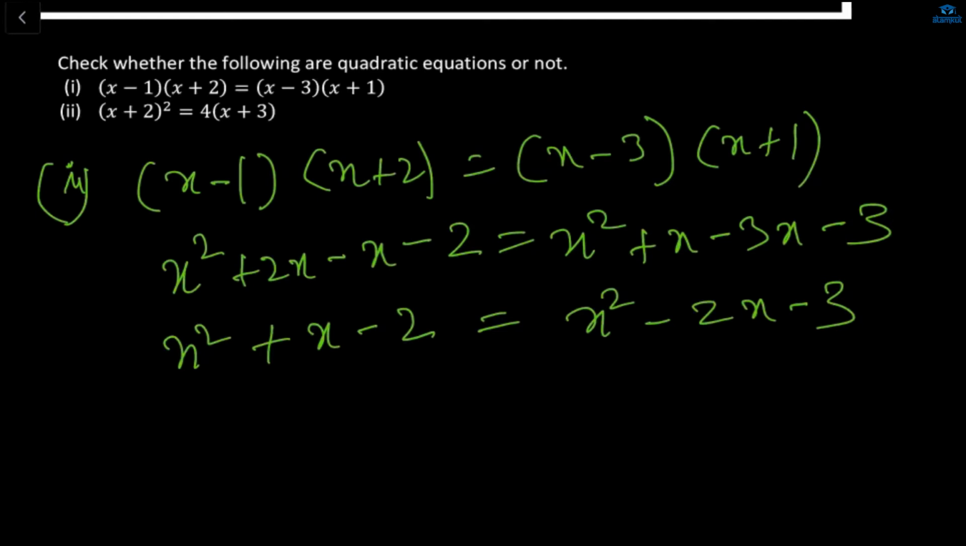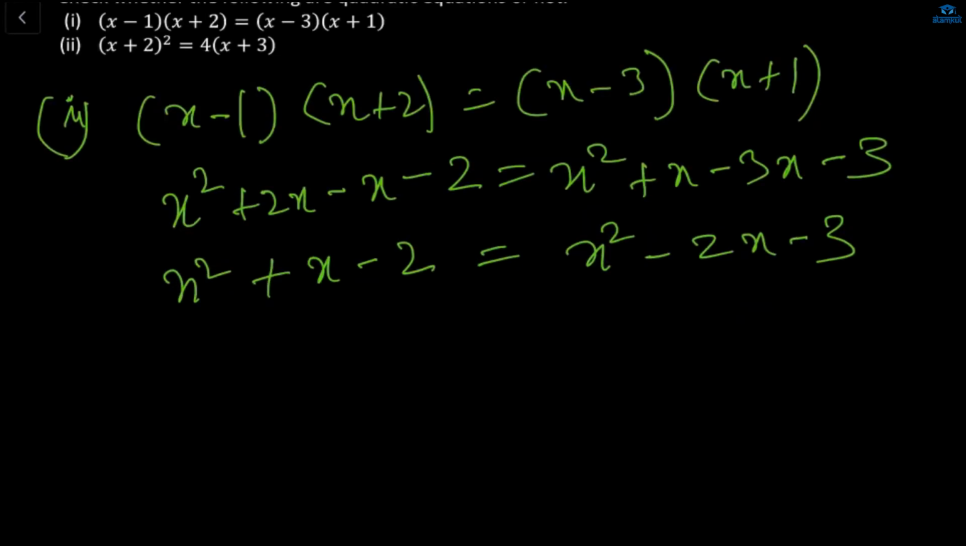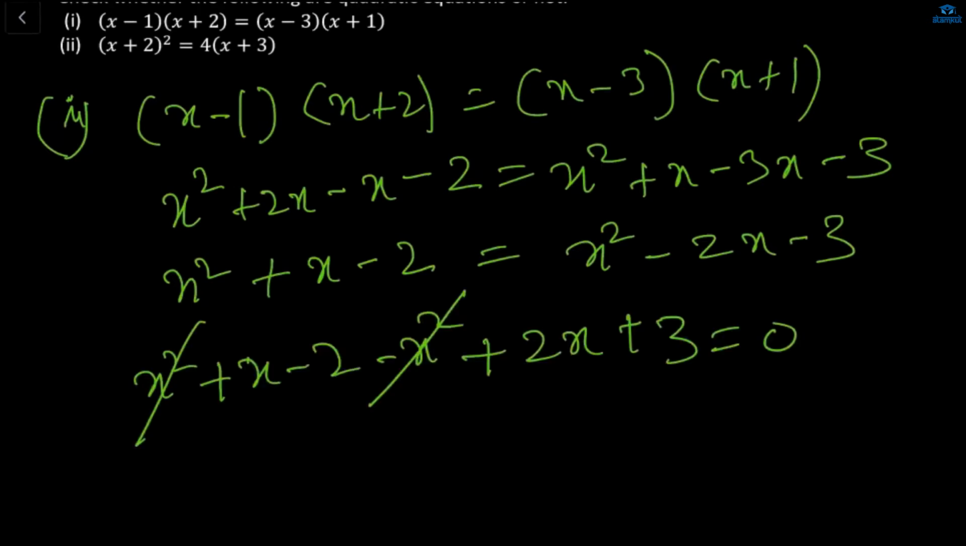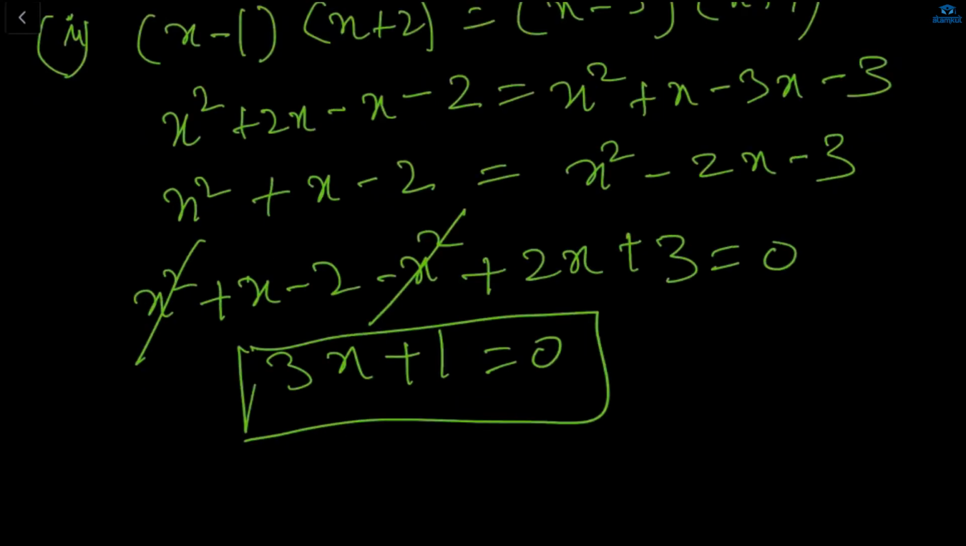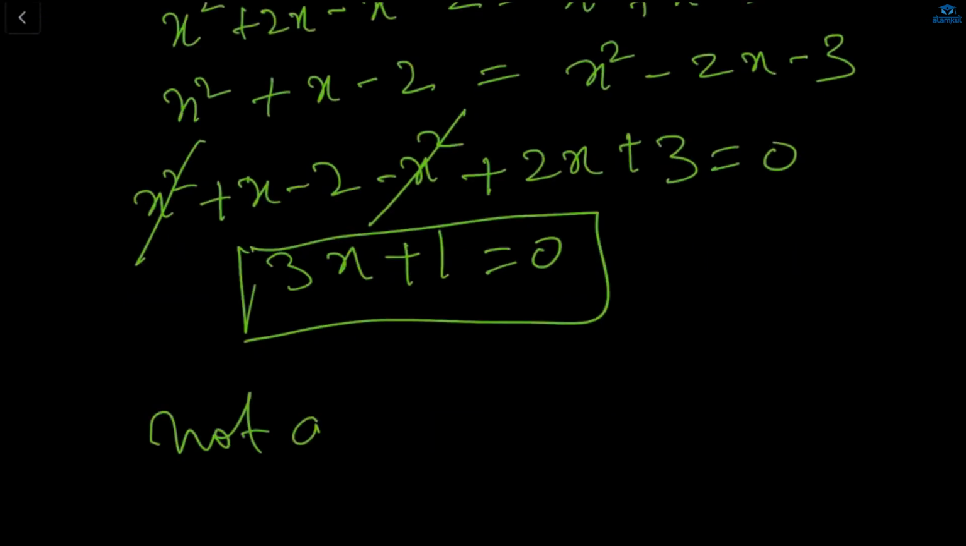Now you have to bring it to one side. If you bring it, you can see x square will be cancelled. I'm writing it first, then I will do. Now we will get 3x plus 1 is equal to 0. Now you see, is it a quadratic equation or not? No, it is linear. It is not a quadratic equation because here the highest power is not 2. So it is a linear equation, not a quadratic equation.